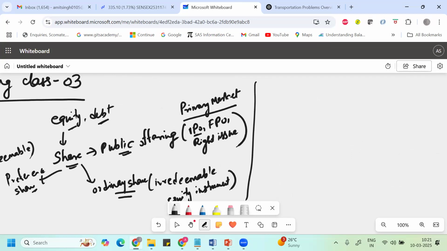So when it comes to the equity market, we have primarily two stock exchanges.